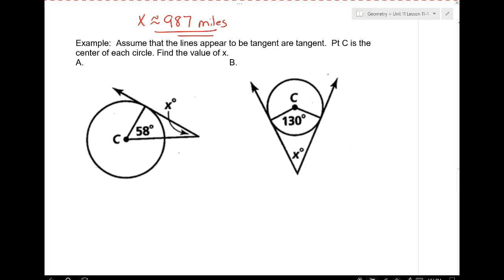All right, next one. Assume that the line appears to be tangent. Point C is the center of each circle. What's the number one thing I want you to mark in this first diagram? Not right triangle, right angle, right? That makes it a right triangle. The radius to the point of tangency right here is going to make a right angle. As a result, should I be able to solve quickly for x? Yeah, guys, how would I do that?